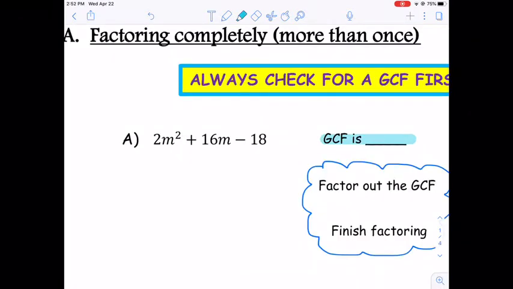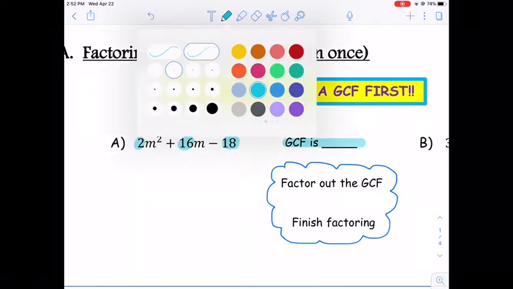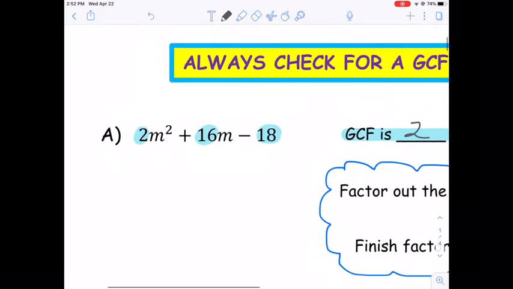Let's begin with problem A. Problem A has a 2, a 16, and an 18 as the coefficients. What number goes into all three of those? 2 goes into all three of those numbers. So the greatest common factor is 2. Notice not every term has an m, a variable. Since this last term does not have an m, I cannot pull out a variable.